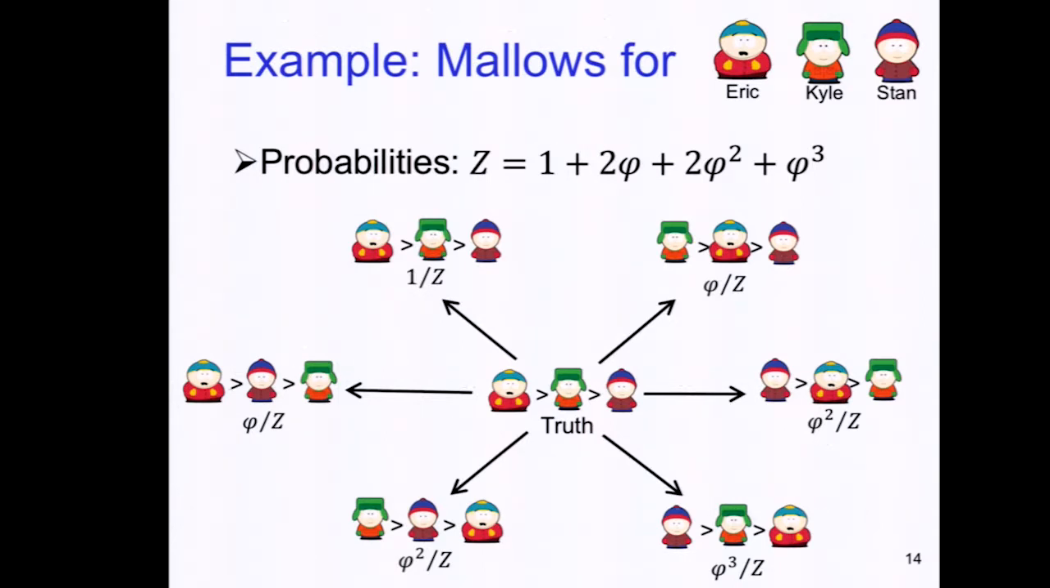And let's look at this one. This one is completely inverse order. So what is the Cantor distance between Eric, Kyle, Stan and Stan, Kyle, Eric? Well, all of the 3 pairwise comparisons are different. So the Cantor distance will be 3, and that means the probability of generating Stan, Kyle, Eric is phi cubed over Z, where Z is the normalization constant. If you want, you can verify that all of the 6 rankings sum up to 1. Okay. Are there any questions about Mallows' model or statistical models in general?